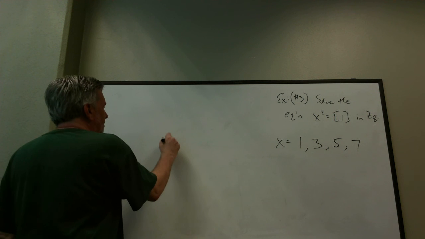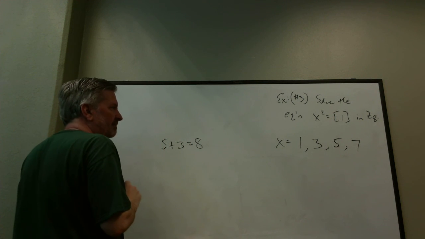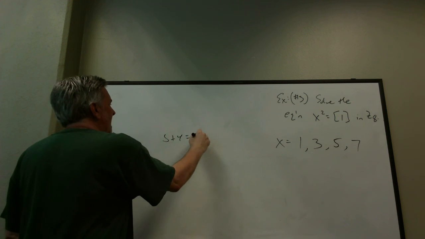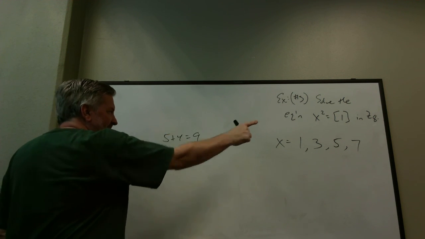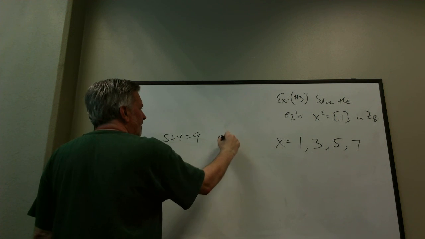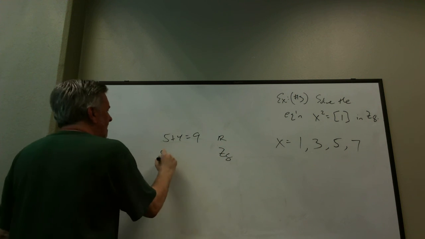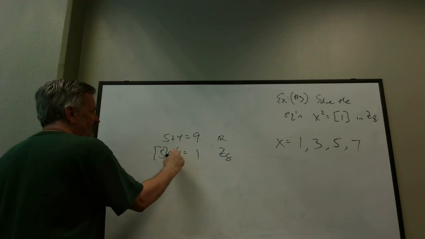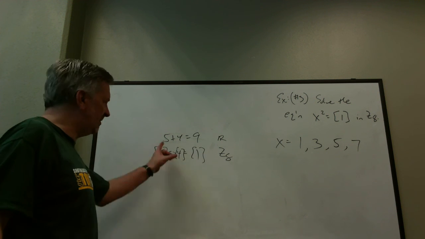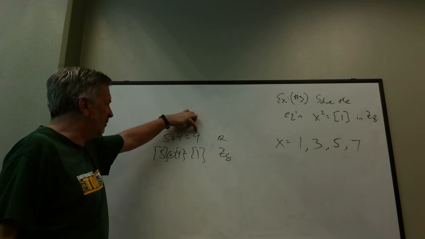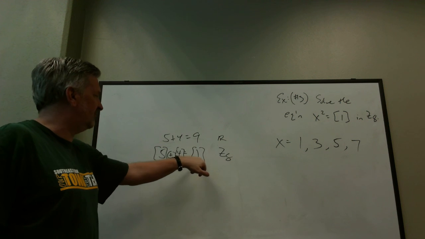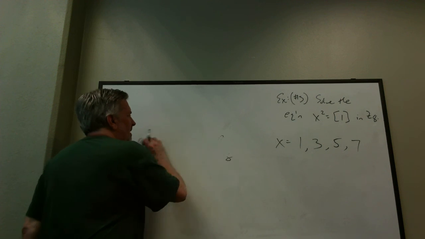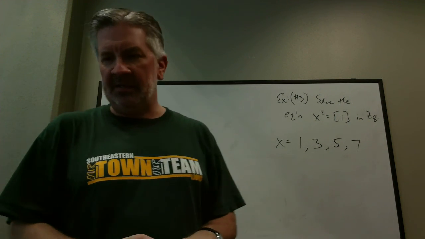Because notice in the real numbers, 5 plus 4 is 9. But in Z8, 5 plus 4 is 1. In fact, it's the classes, right? So the operation is completely different. In the real numbers, 5 plus 4 is 9. In Z8, the class of 5 plus the class of 4 is the class of 1. Again, I'm not writing all that. I would just say 5 plus 4 is 1. Okay, so that's what section 2.2 is all about.